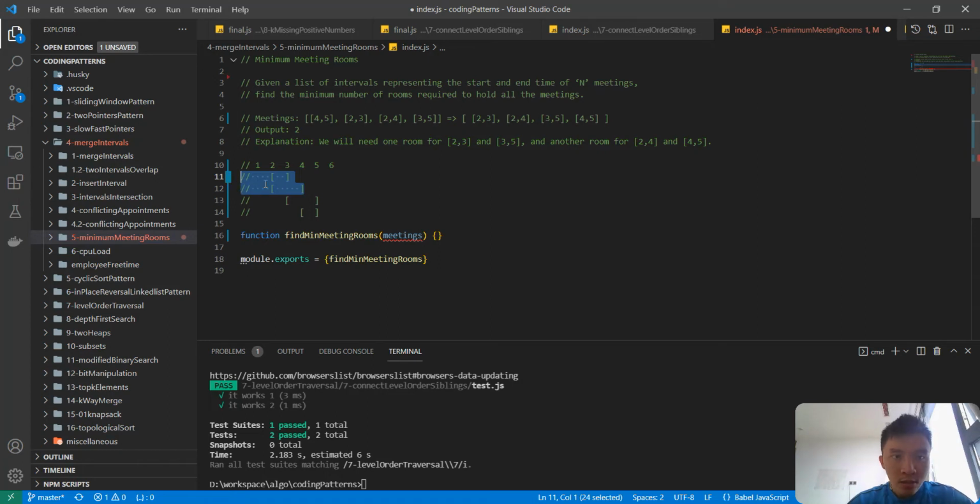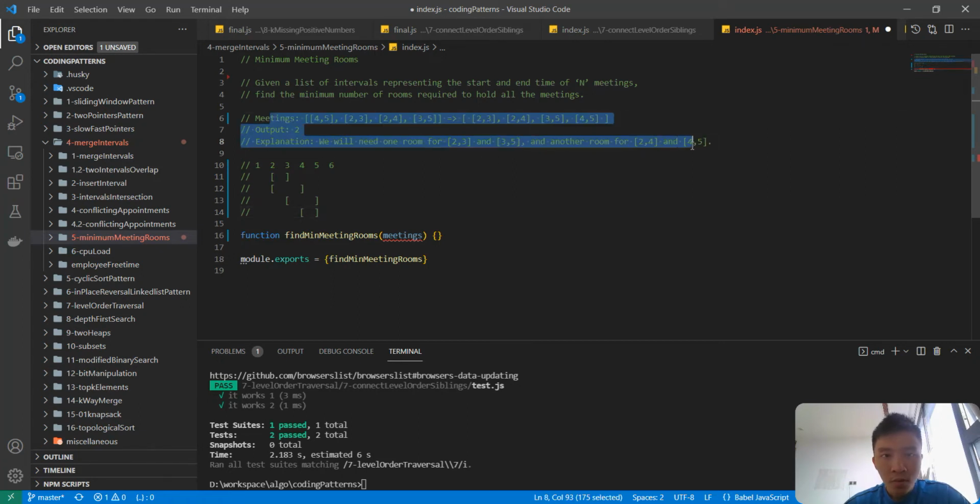If we consider only 2 meetings, let's forget about this for now, then it is pretty clear that we must use 2 separate rooms for each meeting if they overlap, if they happen at the same time. I think that's a very important observation we can make here. So let's see the explanation from the example. We need one room for 2, 3, and 3, 5. This one and this one.